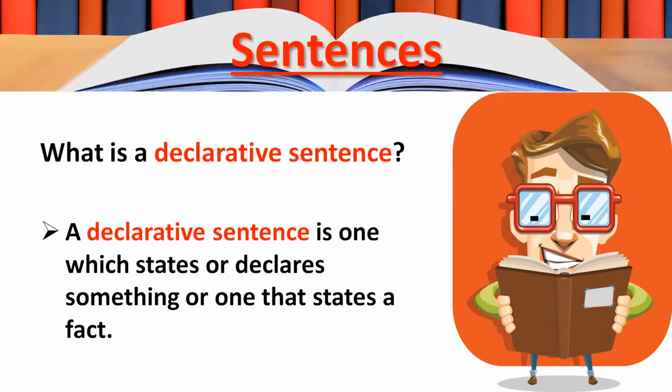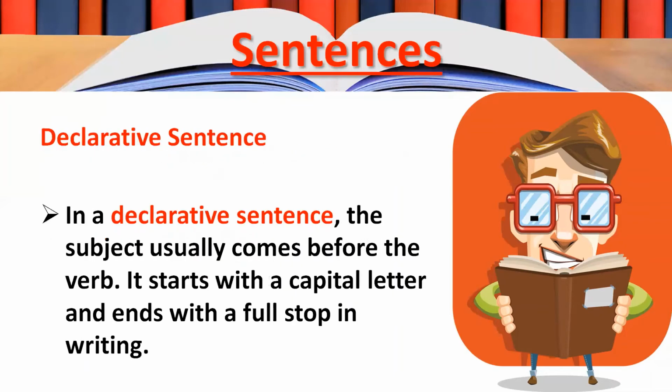What is a declarative sentence? A declarative sentence is a simple sentence. It is one which states or declares something, or it states a fact. So that is a declarative sentence. Also remember that in a declarative sentence, the subject usually comes before the verb, and it always starts with a capital letter and ends with a full stop in writing.